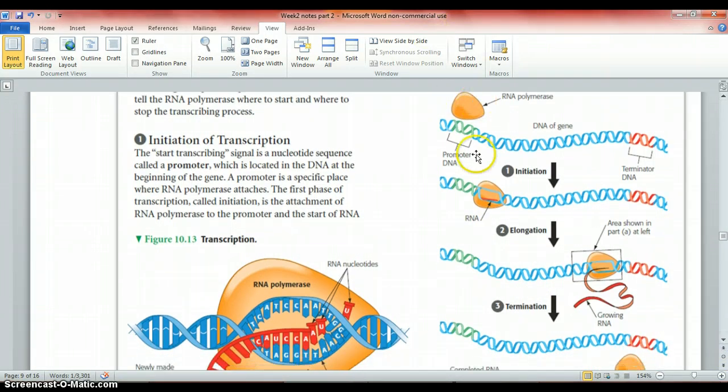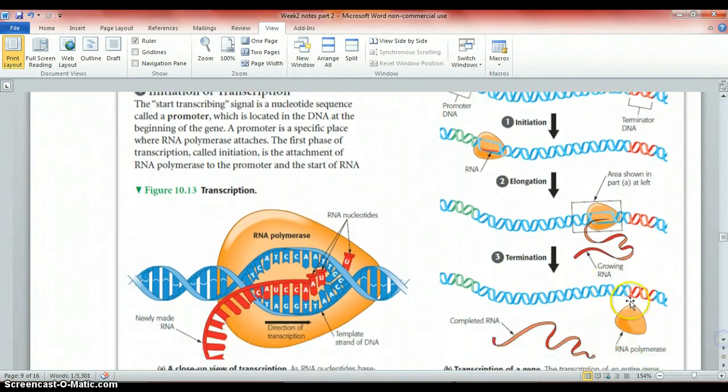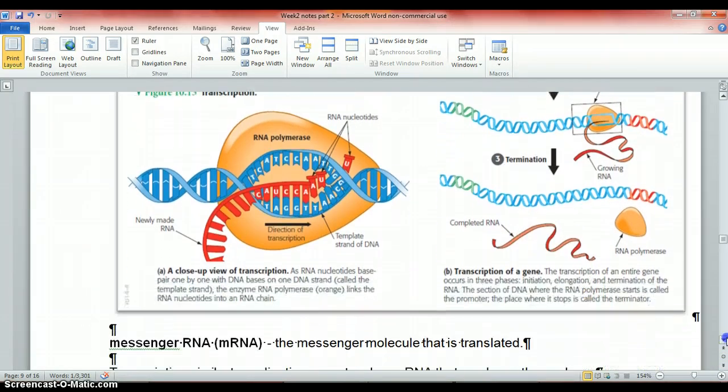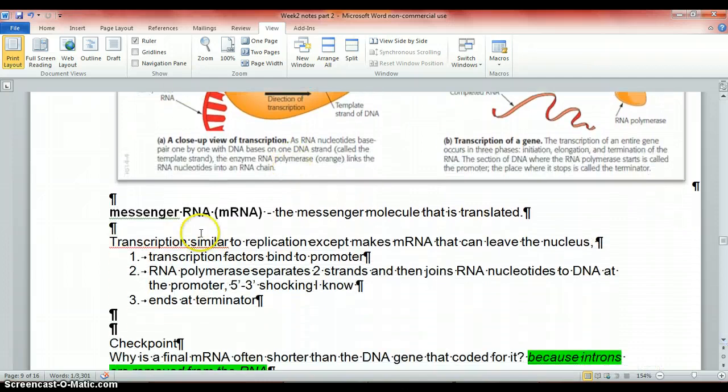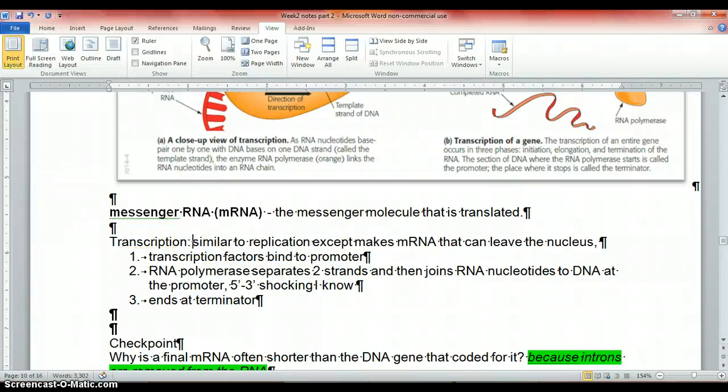So you see here he's going to stick, and then elongation, he goes through and he goes copy, copy, copy, copy. Gets to the terminator DNA, it goes, ha, no more. And then we have our ribbon of mRNA. So messenger RNA, mRNA, the messenger molecule that is translated. So from the DNA, we created an RNA, and we got our mRNA. That's our mRNA. Transcription is similar to replication, except it makes mRNA that cannot leave the nucleus.